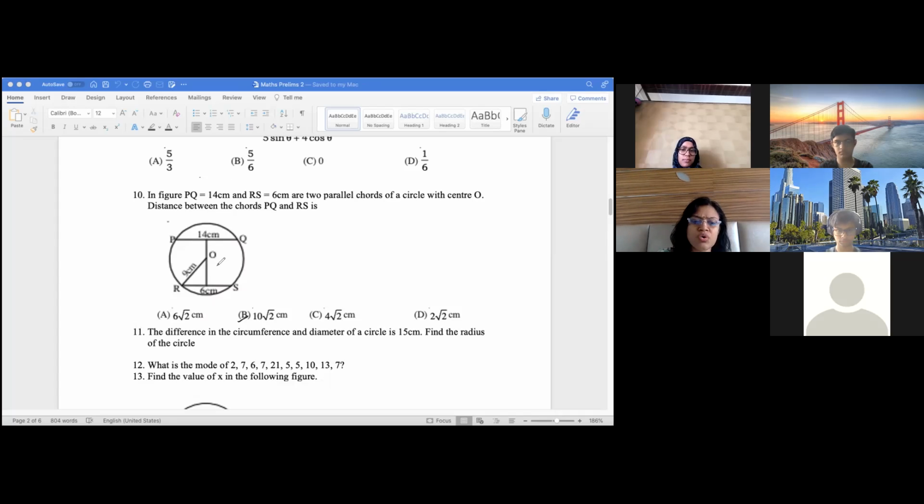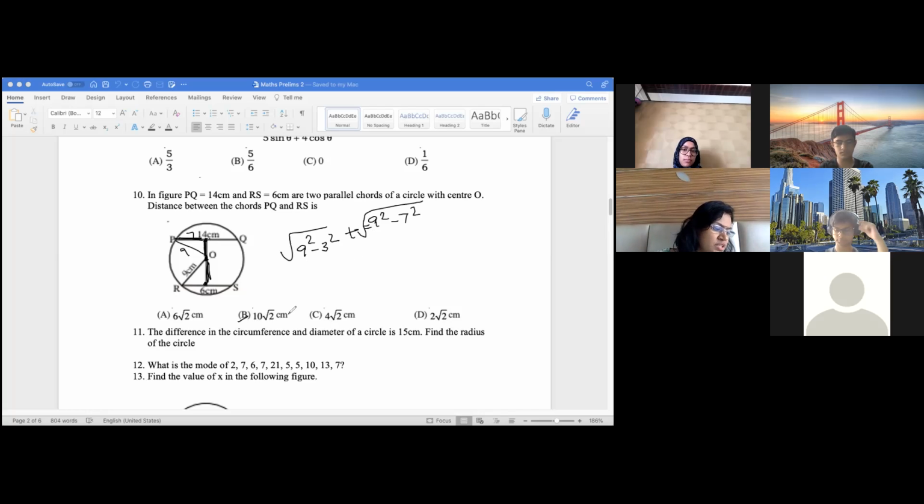Yeah, 10 root 2. So they have asked the distance between these two. That means you have to find this distance first and then this distance. So for this distance you will do 9 square minus 3 square, 9 square minus 3 square. This distance is the root of 9 square minus 3 square. And what is this distance? This distance is again 9 square minus 7 square, because the perpendicular from the center to a chord bisects it. So this distance is 9 square minus 7 square. Calculate both and add them, and you will get the answer as 10 root 2.